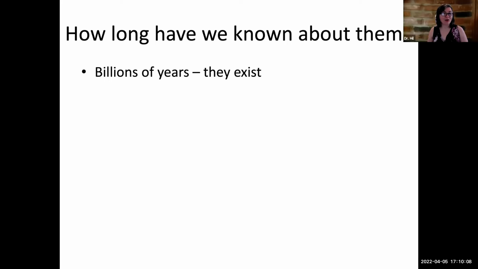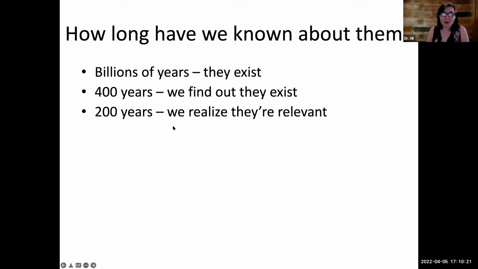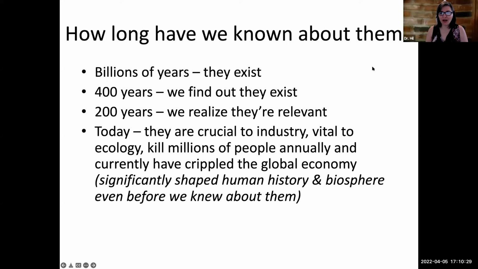So before I say how long we've known about them, let's put this into perspective. How long have they been here? They've been here for a long time, billions of years, way, way before we ever existed. So it's only been about 4 centuries that we have known they exist. And it's only actually been about 200 years that we have thought that they mattered to us in any way. So now, what's the difference?